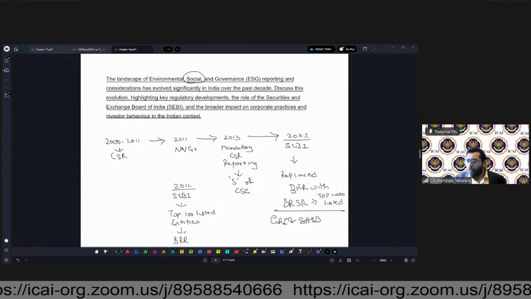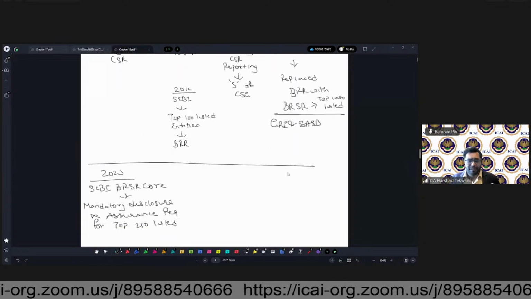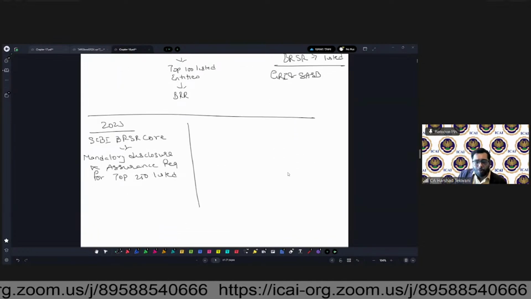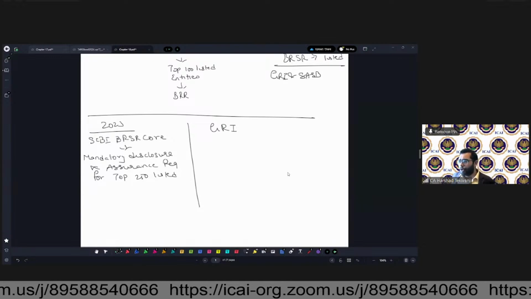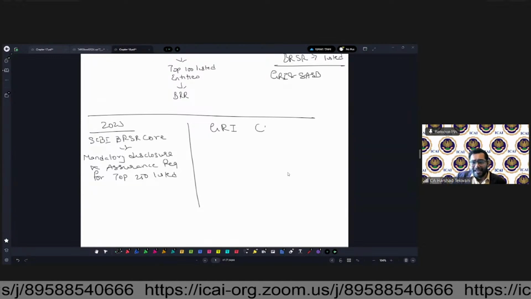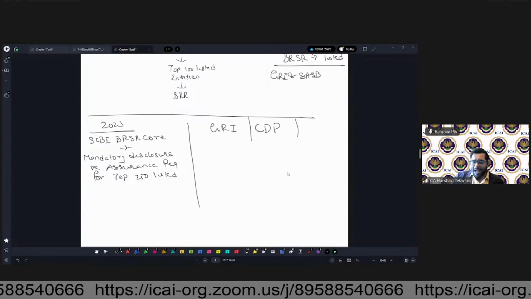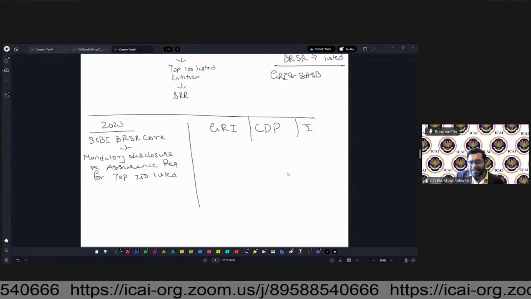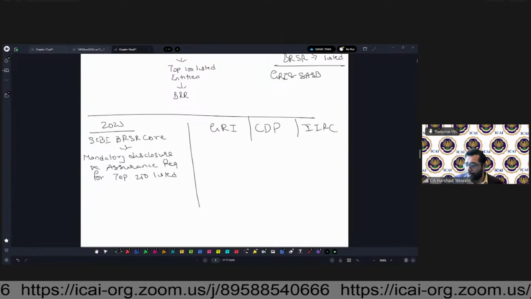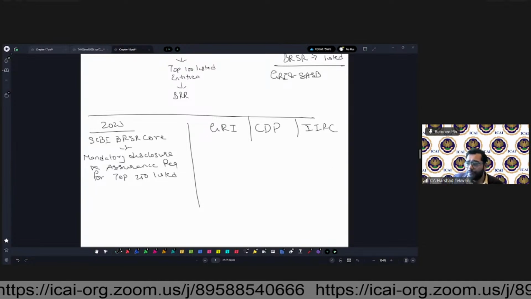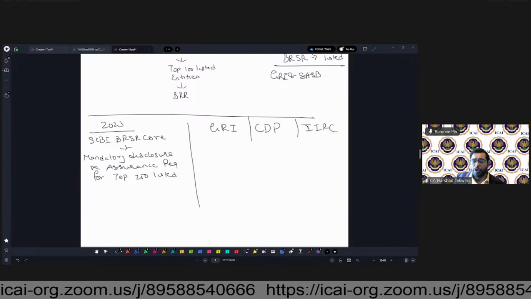Now, when I talk about ESG, this was an Indian initiative. These are something with respect to India. Globally, there is GRI reporting, the Global Reporting Initiative, that is happening. There is CDP, the Carbon Disclosure Project. There is IIRC happening, the International Integrated Reporting Framework. These are the international frameworks that are being followed for the purpose of ESG reporting.